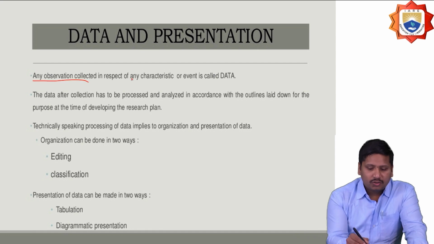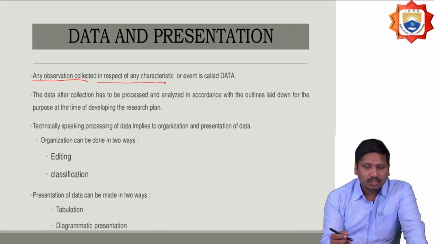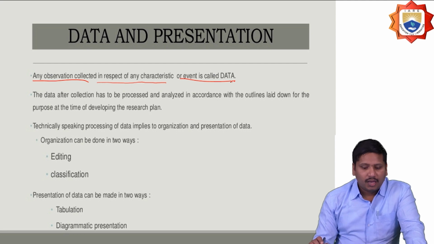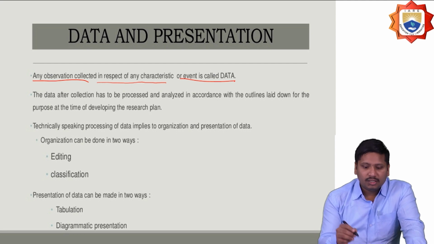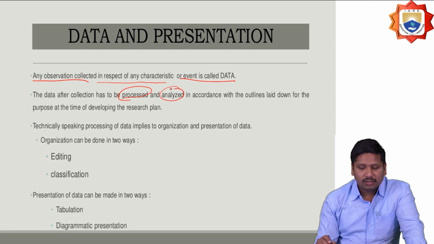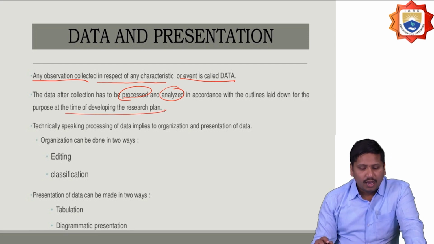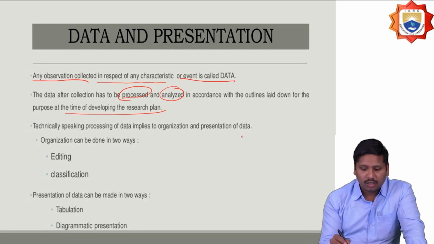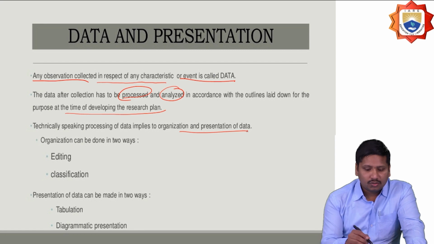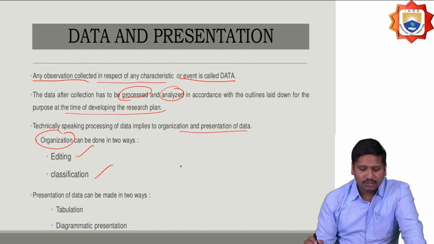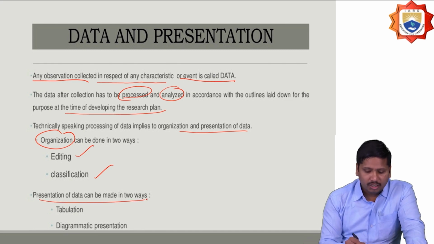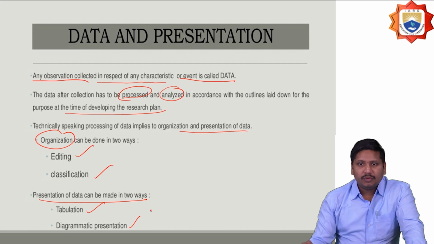Any observation collected in respect of any characteristic or event is nothing but data. Once collected, this data is going to be processed and analyzed in accordance with the outlines laid down at the time of developing a research plan. Technically speaking, processing of data implies organizing and presenting the data. Organization can be done in two ways, editing and classification, and presentation can also be done in two ways, tabulation and diagrammatic presentation.